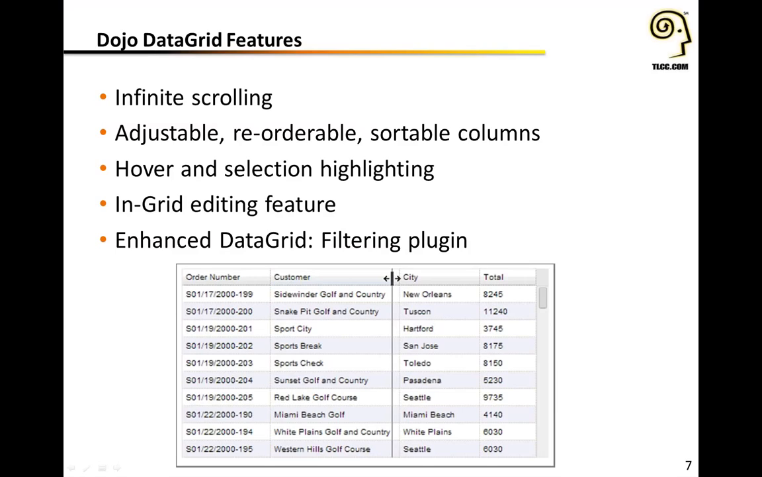Infinite scrolling, nice feature as the user scrolls through the data. Another block of data is fetched from the data source. There's a lot of nice column features, so the user can adjust the width of the columns, they can reorder columns, and they can click on the column headings to sort the column values. There's highlighting for the hovered column, for selected columns, and even alternate row highlighting as well.